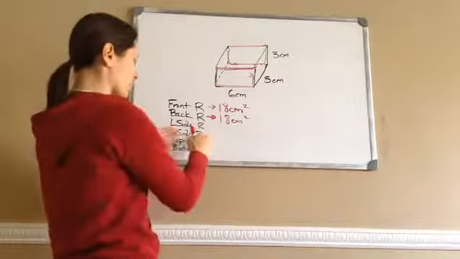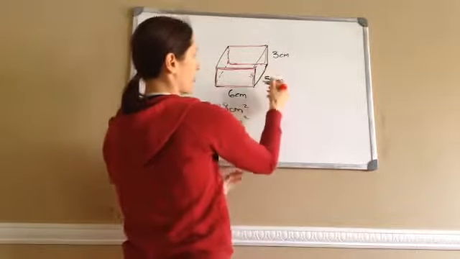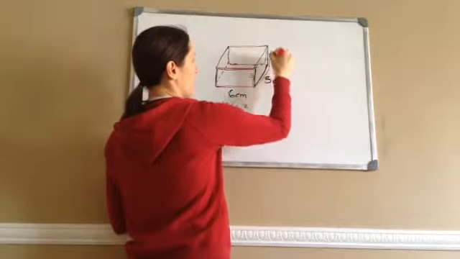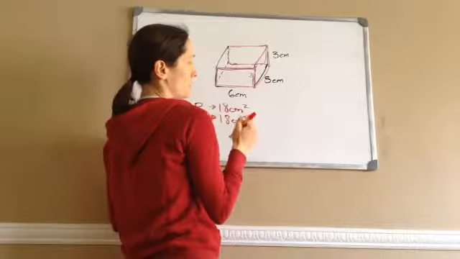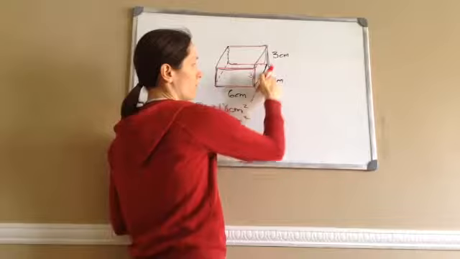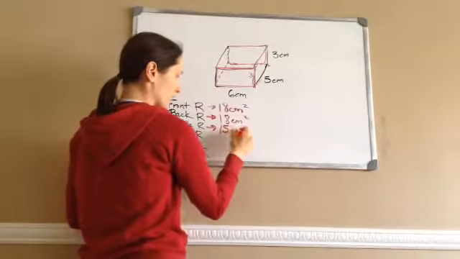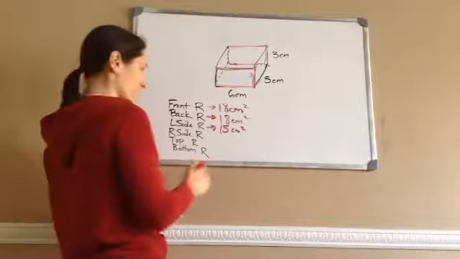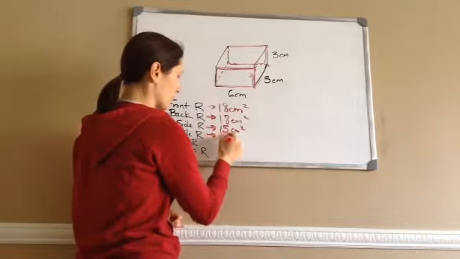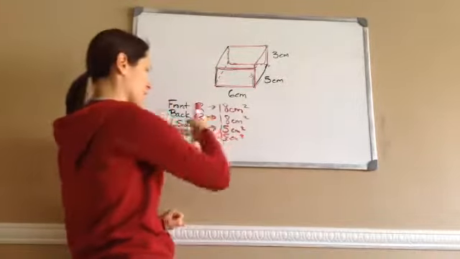Let's do a side. Let's do the right side just because the numbers are here. Here, here, here, and here. That's my right side. So 5 times 3 is going to be 15 centimeters squared. With me? And then the left side is going to be 15 centimeters squared. Actually, those are right. Okay.